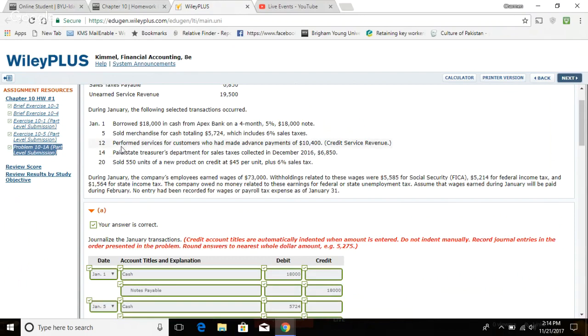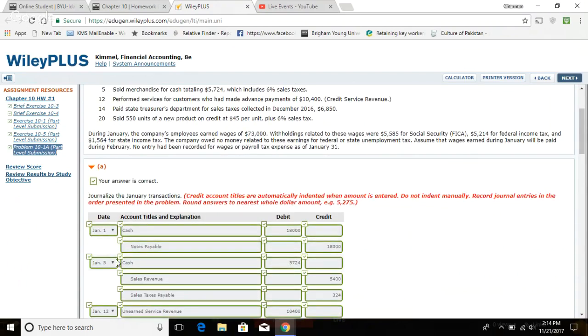January 5th, we sold merchandise for cash totaling $5,724, which includes a 6% sales tax. So of course, when we're journalizing that, we choose January 5th. We're debiting cash. We are taking in sales revenue, and we are also taking in sales tax payable.